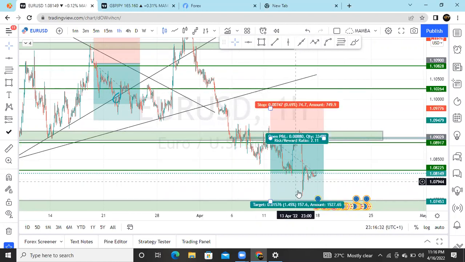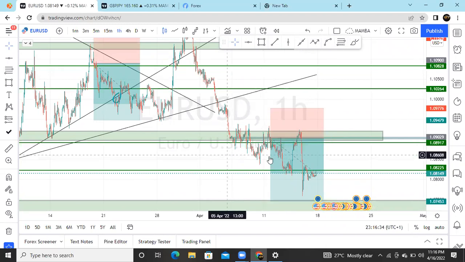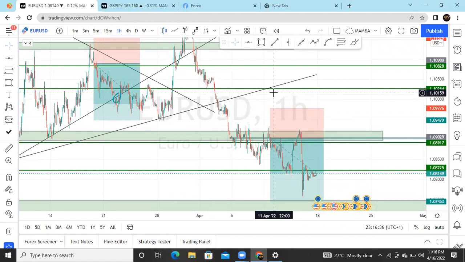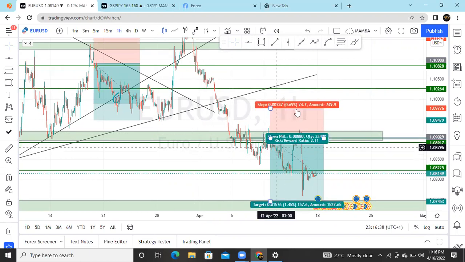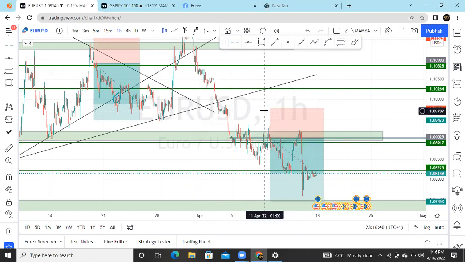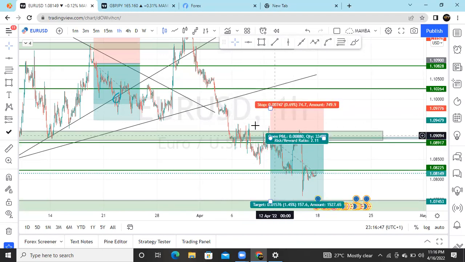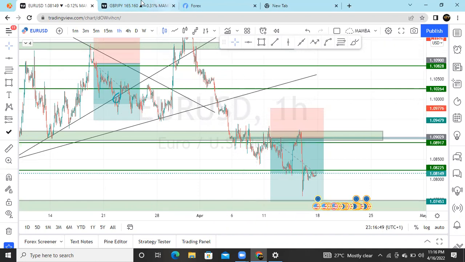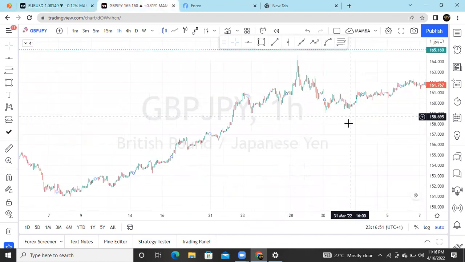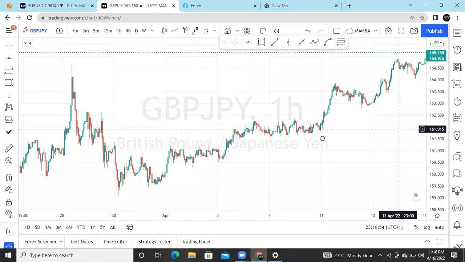GBPJPY is another sweet pair. USDJPY is a wonderful pair. AUDCHF is an amazing pair. But the one that would give you more pips with very tiny movement is GJ. You see this guy right here? This guy is blood money.